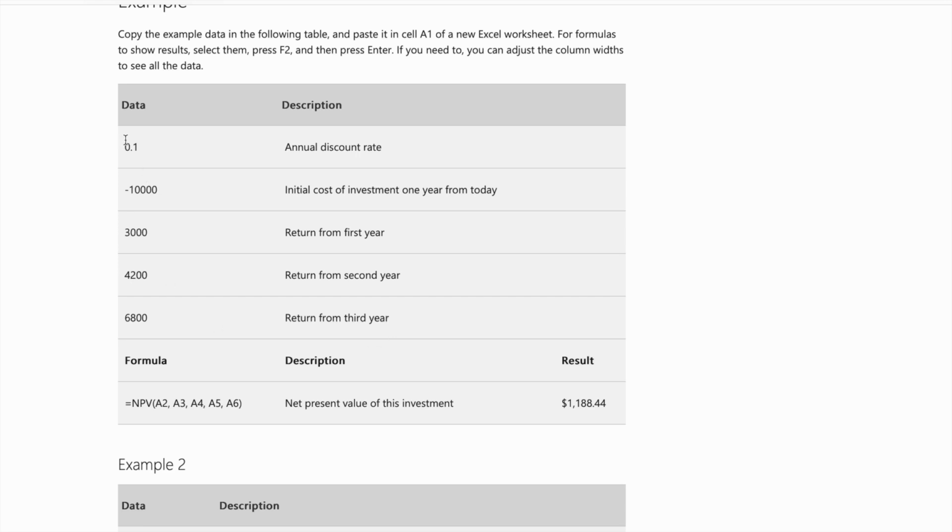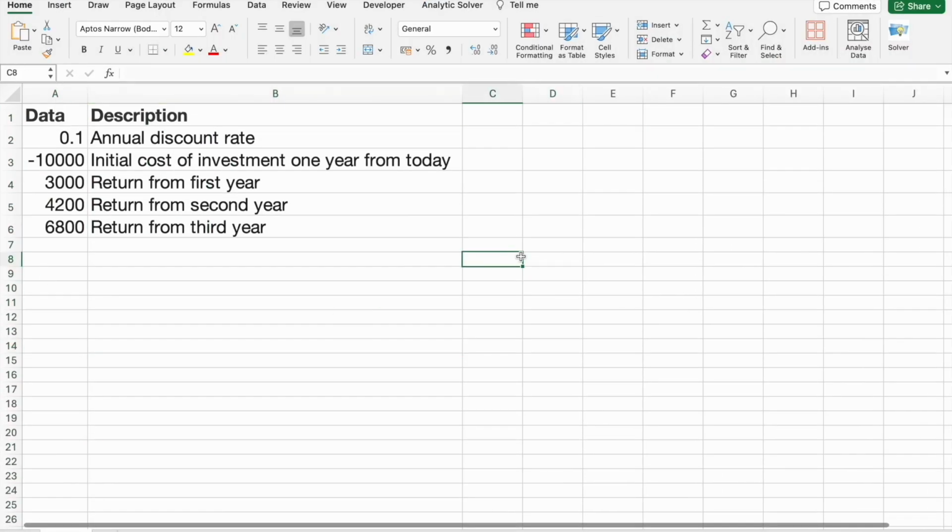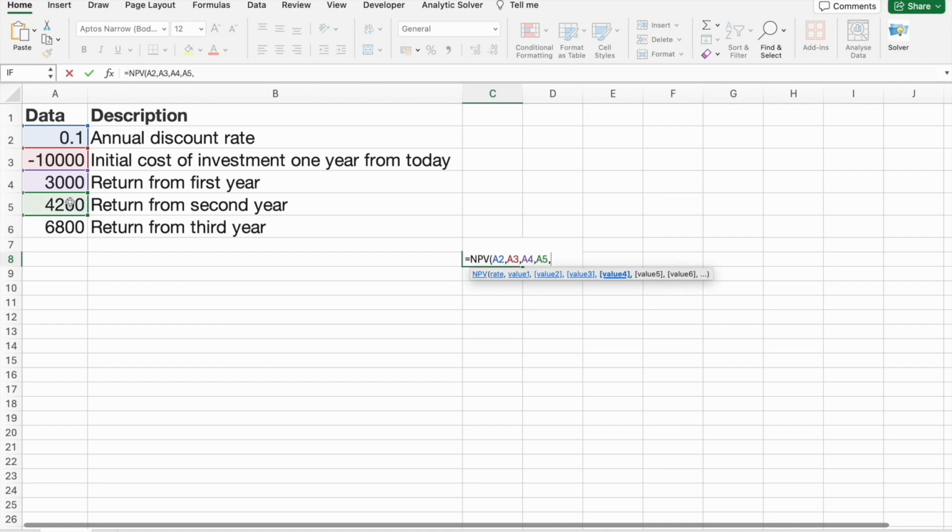So let's do this thing. Let's copy this table to our Excel sheet. So here we are going to calculate NPV. Here is the rate, then value 1, value 2, value 3, and value 4. Okay. And here you can see the net present value of this investment.